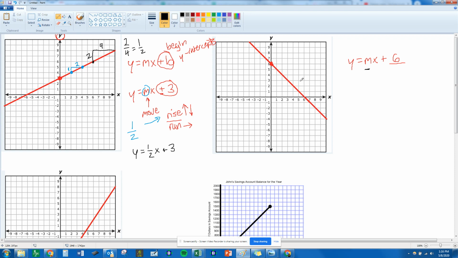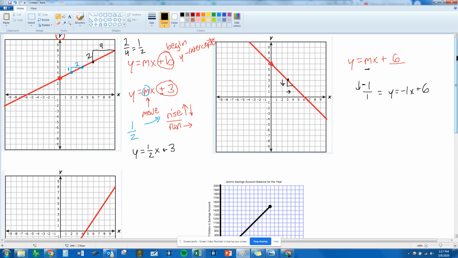Okay. You should fill in that it's going down 1 over 1, which you may remember means negative. And so the rise is down 1, which means negative 1 over 1. And we could simplify that. So the equation of this line is y equals negative 1x plus 6.